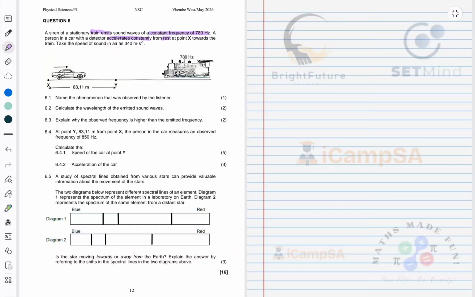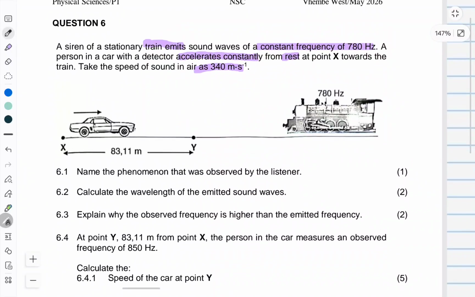Now at point X, towards the train, take the speed of sound in air as 340 meters per second. So what do we have here? We have a lot of information actually. We can annotate here. Vi for the train is 0 meters per second, and then for the car, let's call it VCi, the velocity of the car is 0 meters per second initially. The acceleration of the car will be constant for the whole trip.